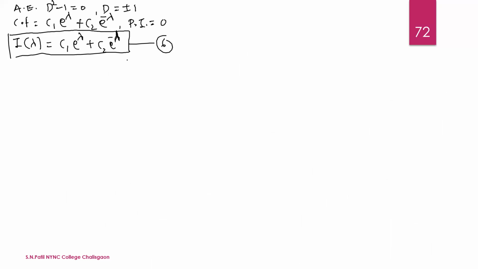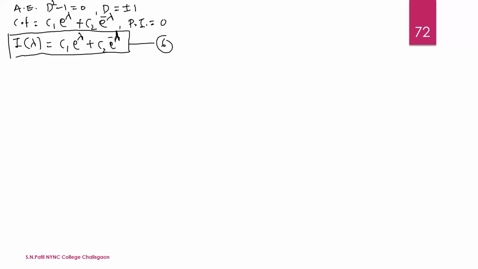Okay, so here there are two constants involved. For finding the constants, it requires two equations. So we have the first equation, that is equation number 6. For finding c1 and c2 we want two equations, then it becomes consistent, otherwise there will be an inconsistency.